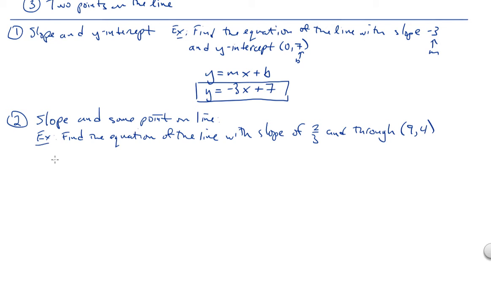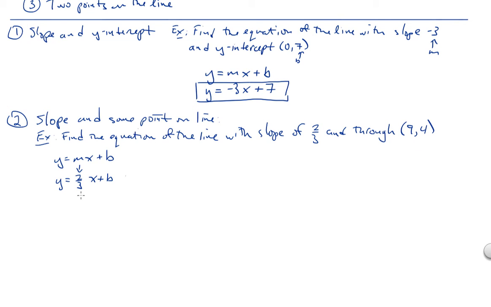Let's write our point-slope form. What do we know? We know the slope. So let's just plug in the slope and then see where that takes us. y equals 2/3 x plus b. We don't know what b is. We don't know what the y-intercept is. We do have a point, though. We know that the point 9,4 is on that line.